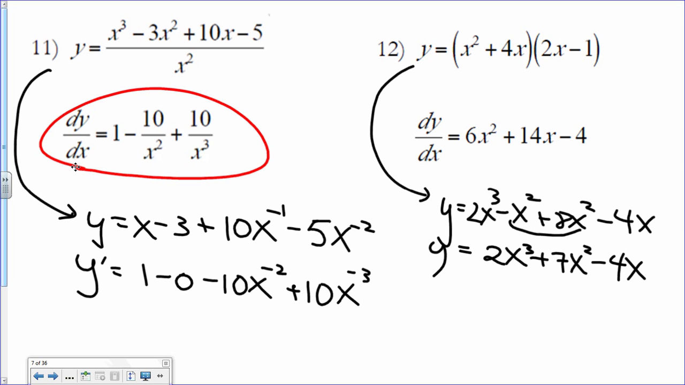Okay, 12. We don't know how to take the derivative of a product yet. So we had to multiply it out. So you just FOILed it out, which I did here. Kids at home. And then I combined. I had a negative 1x squared and a positive 8x squared, so that's positive 7x squared. So this is what y is when you multiply it out. And then you just take the derivative of each term separately. 3 times 2 is 6x squared. 2 times 7 is 14, and then x to the first. And the derivative of negative 4x would be 1 times negative 4 times x to the 0, or just negative 4.